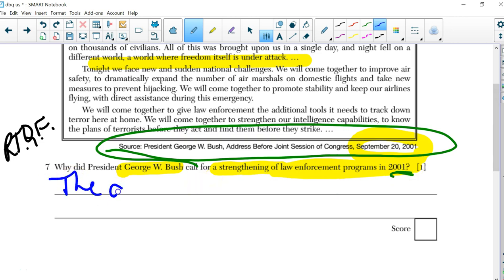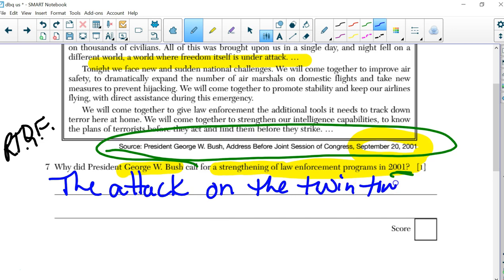The attack on the Twin Towers. I'm not going to capitalize that because they weren't actually called the Twin Towers. On 9/11/01, 2001. It's like a really long time ago now.